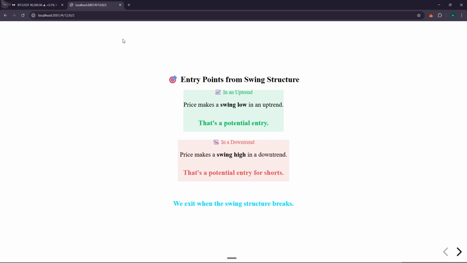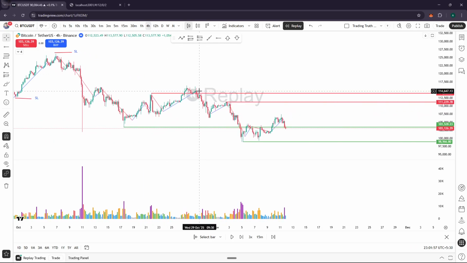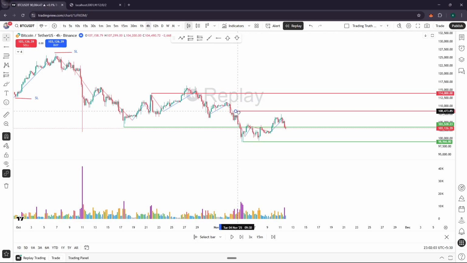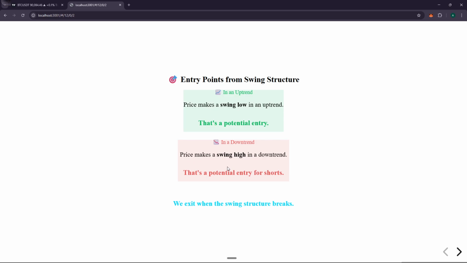Okay, and we exit when the structure breaks. So if we had entered long here, as we are going up, right? If the structure breaks, and it's not continuing, then we can just exit the trade, right? For instance, here if we had entered short there, okay, and as we are moving this line, resistance, as soon as it breaks, we just exit the trade, okay?